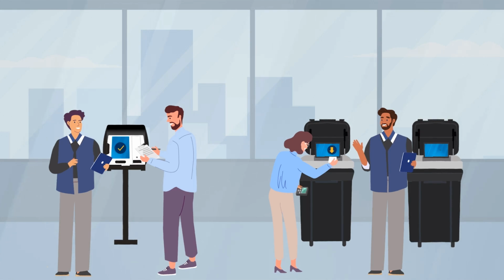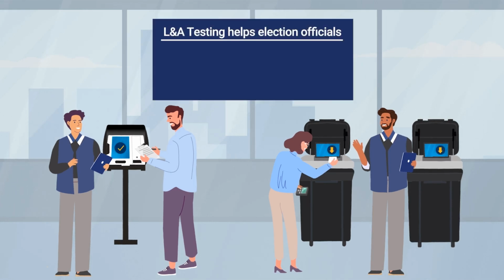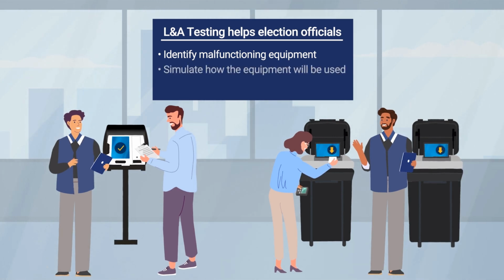L&A testing is a critical part of preparing for an election because it helps identify equipment that may not be functioning or programmed properly before it becomes a problem. Robust testing allows election officials to simulate how the equipment will be used during the election and verify that it performs as expected before voting begins.